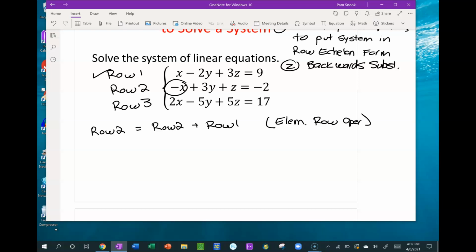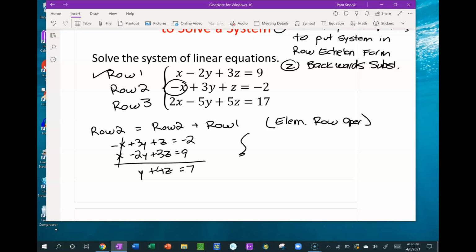And all I'm doing is adding two rows together. So I'm going to write down row two, which was negative x plus 3y plus z equals negative 2. And I'm going to add row one to it, which is x minus 2y plus 3z equals 9. When I add them together, the x's go away. And then 3y minus 2y is y. Z plus 3z is 4z. Negative 2 plus 9 is 7. So this is my new row 2.